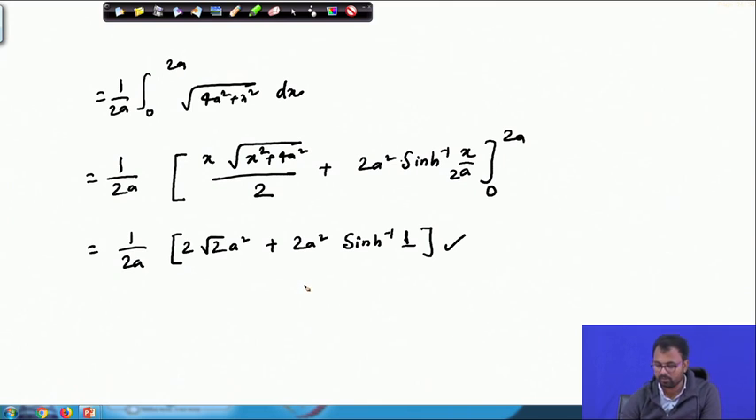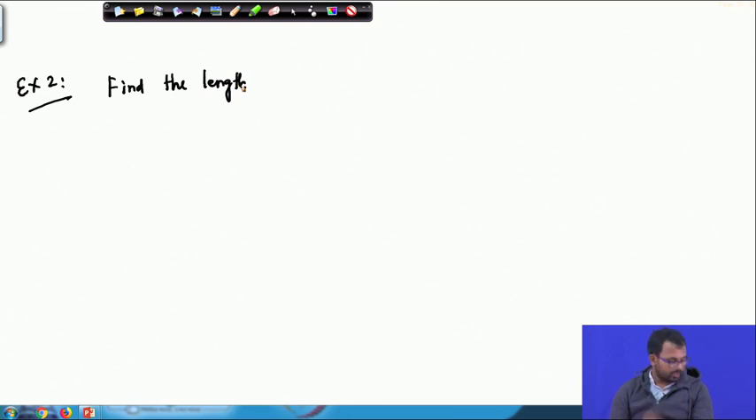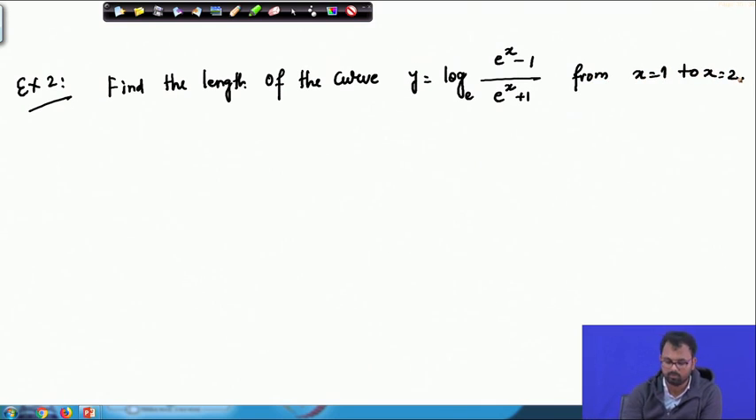Similarly, we can consider another example. Example 2, let us say. So, another example, it says find the length of the curve y equals log to the base e of (e to the power x minus 1) divided by (e to the power x plus 1) from x equals 1 to x equals 2.